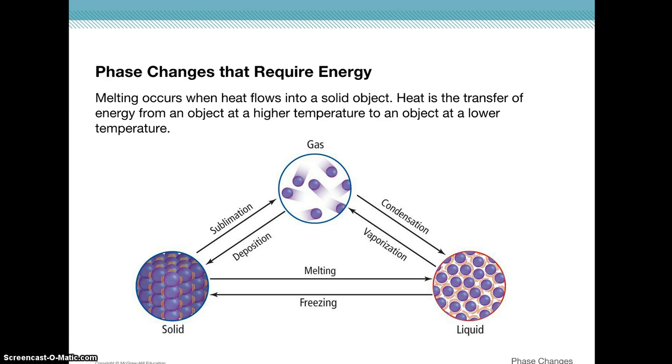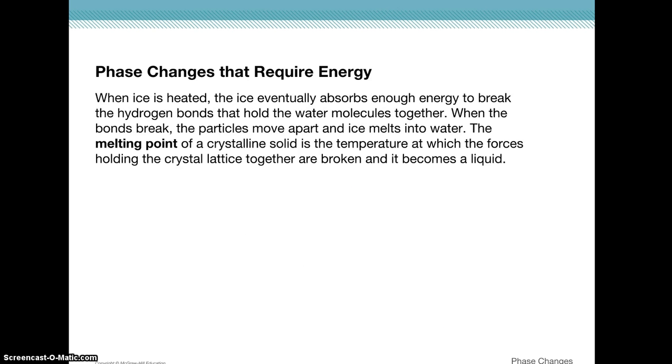Now, the phase changes that require energy, if you think about what's happening, some of these phase changes, energy has to go into the object to get it to change from a solid to a liquid to a gas. And we're going to be using the term heat as the transfer of energy from an object at a higher temperature to an object at a lower temperature. So melting is a good example of a phase change that requires energy. If you have a solid and you want it to melt, you have to put energy into it to make those particles turn into a liquid.